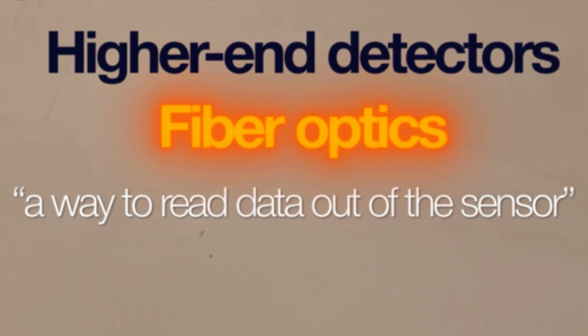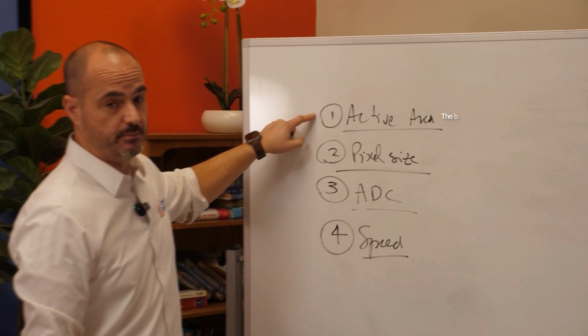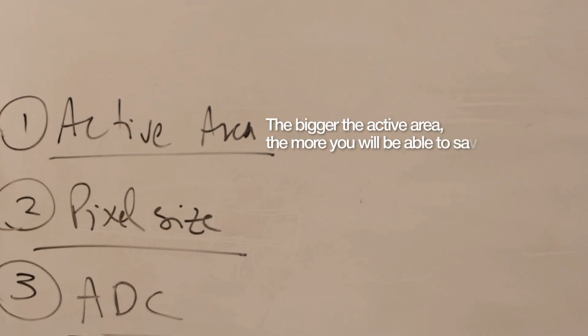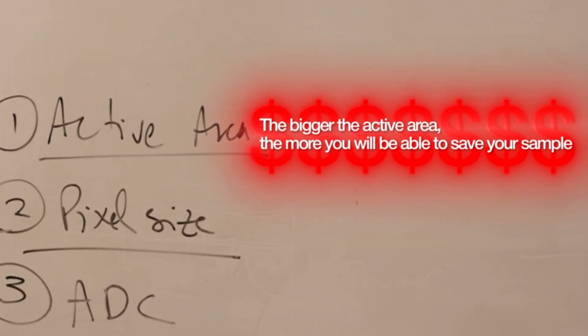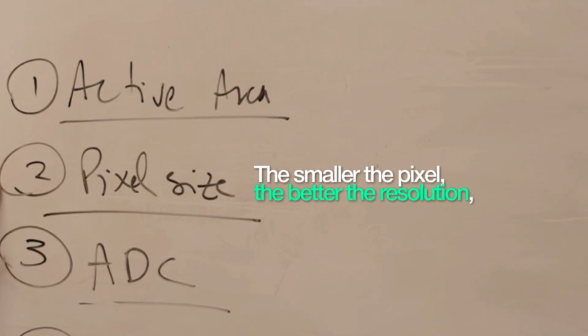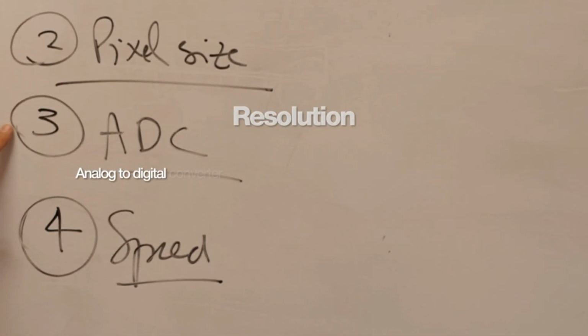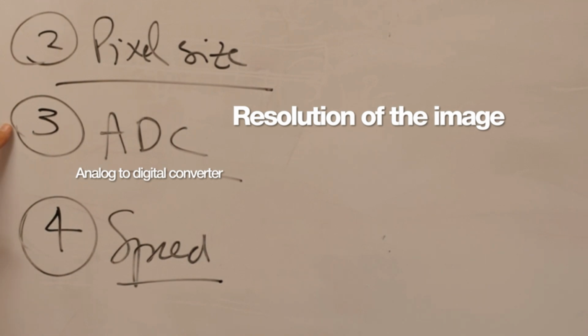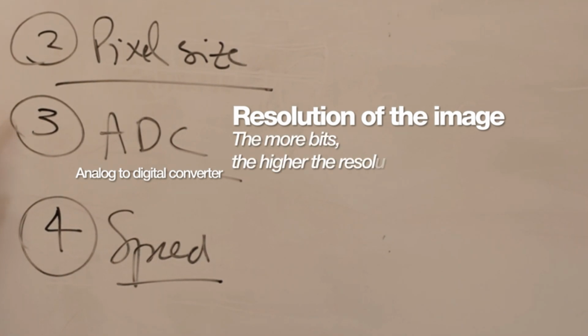So, quick review. Active area: the bigger the active area, the more you'll be able to see of your sample, but also you're going to pay for that. Pixel size: the smaller the pixel, the more points you have to look at your sample, so the better resolution you're going to get. But again, the smaller the pixel size, the higher the price. ADC is the resolution of the image, how many shades of gray your image is going to have. The more bits you have, the better off you're going to be, but also the higher the price is going to get.